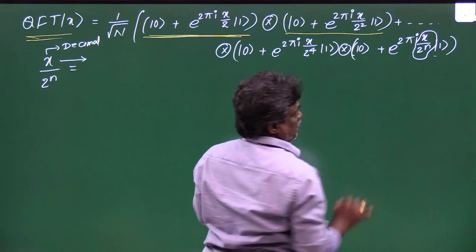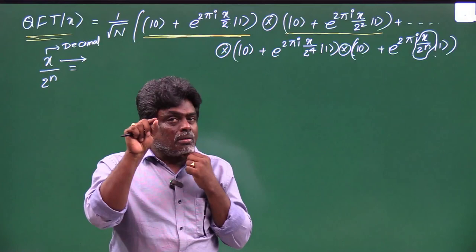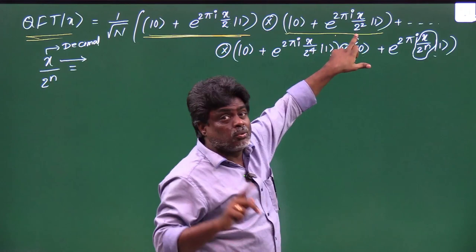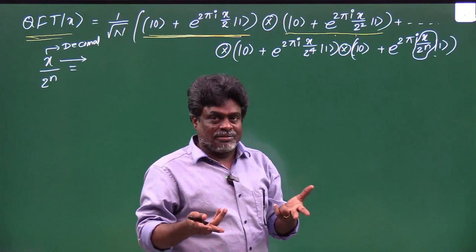We will introduce one operation called the rotational operator. So please keep this point in your mind. Second bit, we will make the rotation by 2 power 2. Fourth one, 2 power 4. Nth one, 2 power n. I hope you remember that. We'll discuss it again. And now come to this.